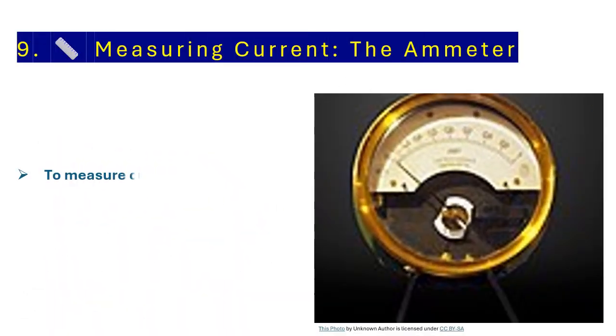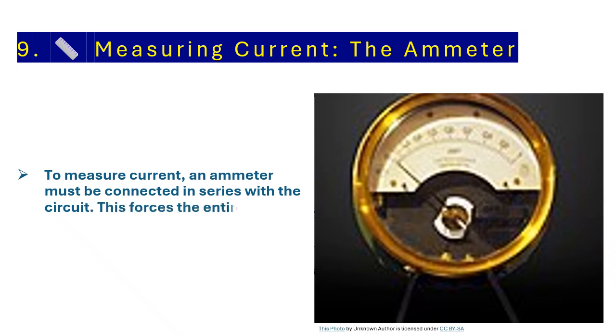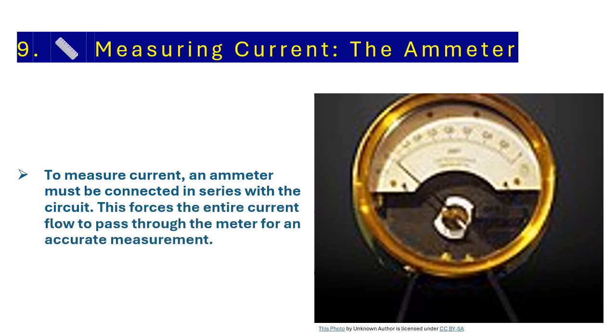9. Measuring current, the ammeter. To measure current, an ammeter must be connected in series with the circuit. This forces the entire current flow to pass through the meter for an accurate measurement.